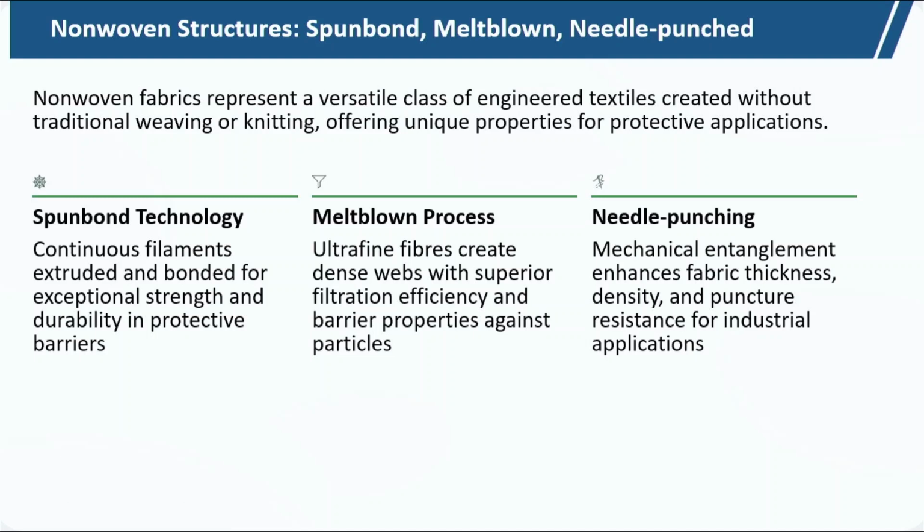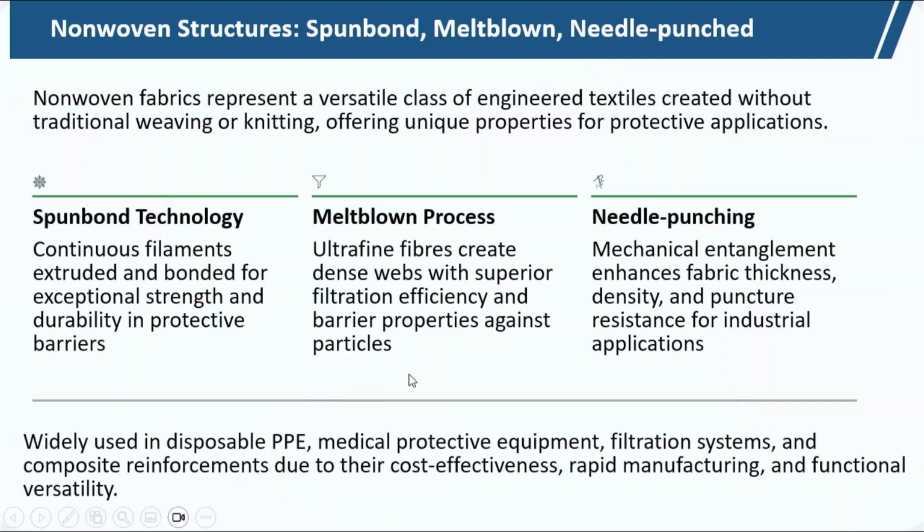We can use melt blown non-woven fabric, and needle punch is very widely used for protective textiles like extreme heat protective or cold protective textiles, or many other applications. These fabrics are widely used for disposable PPE, medical protective equipment, filtration systems, and composite reinforcement, due to their cost effectiveness. They are relatively cheaper.